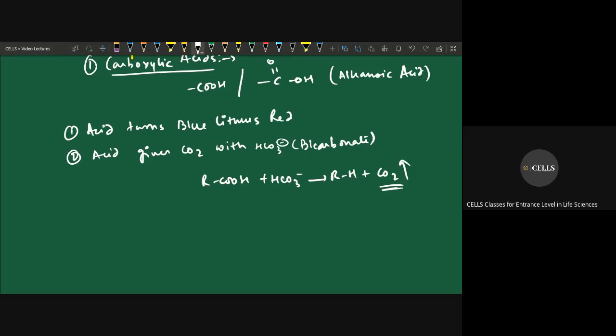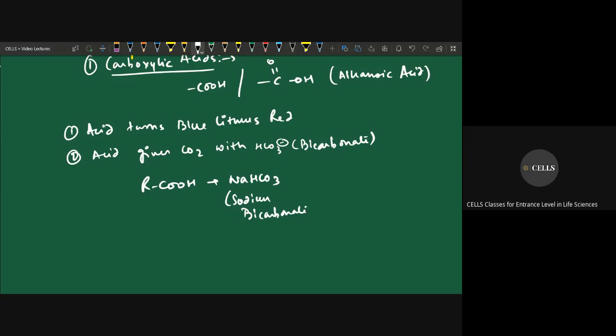Sorry, I'm really sorry, this won't be the reaction, just cut it out. Suppose we have RCOOH and sodium bicarbonate. It will actually form RCOONa plus H2CO3, and we know that H2CO3 will dissociate into H2O plus CO2, and this CO2 will be released.